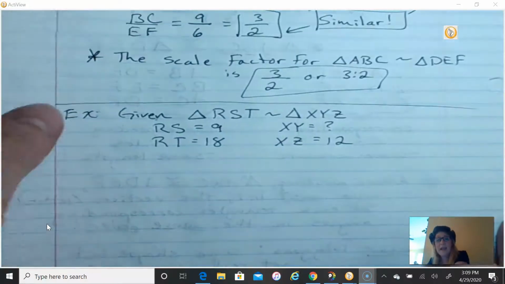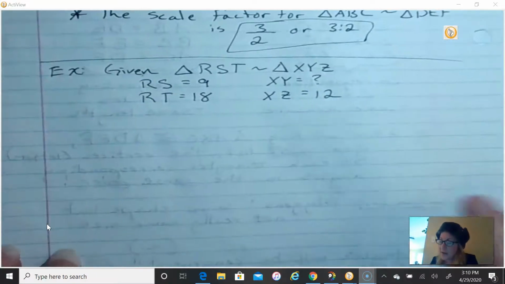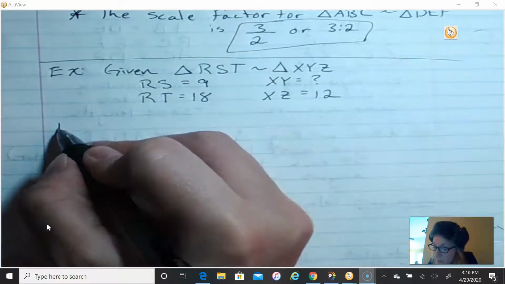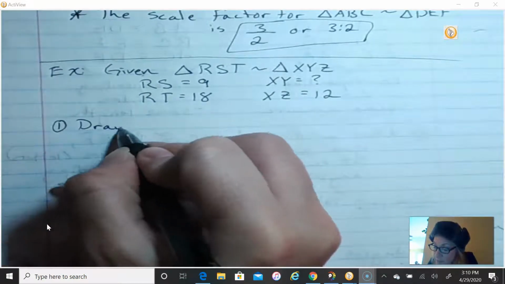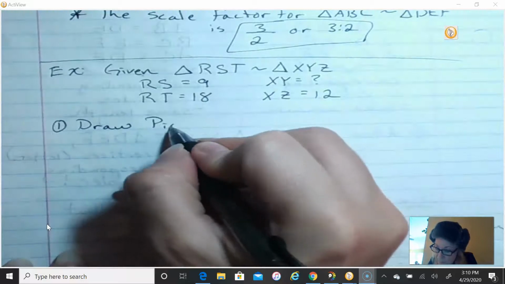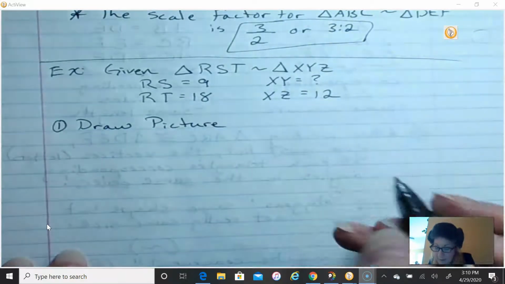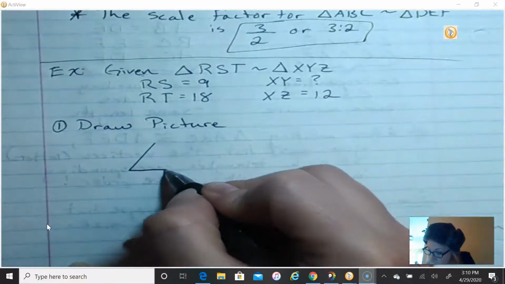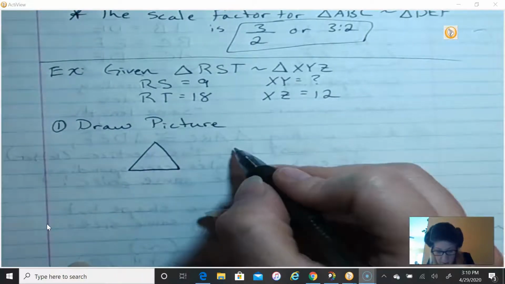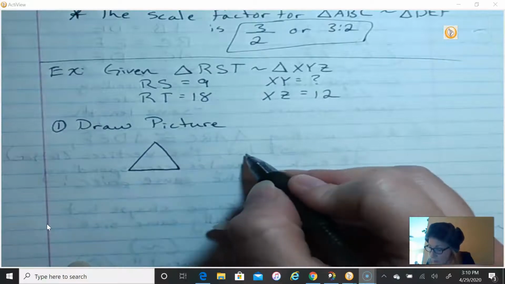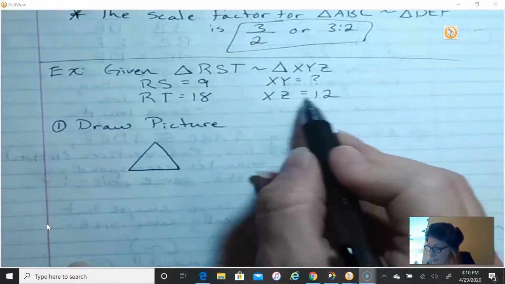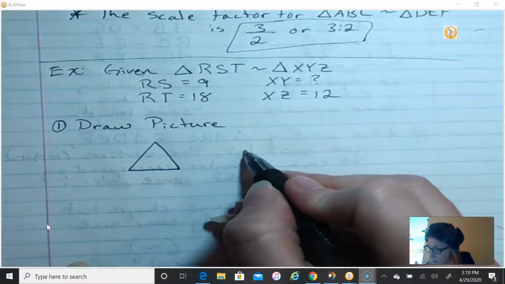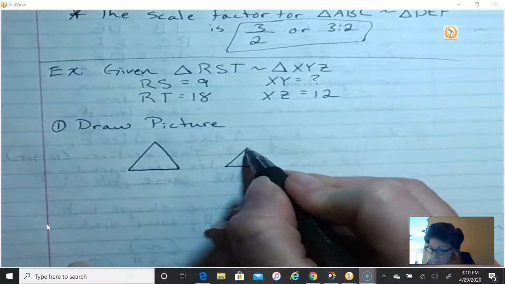How do we do that? Well, I'm going to tell you. So step 1, draw a picture. Nice and easy there, right? I've got to make sure I have plenty of room for the next step. Because these have smaller numbers, we know this one's going to be a little bit smaller.